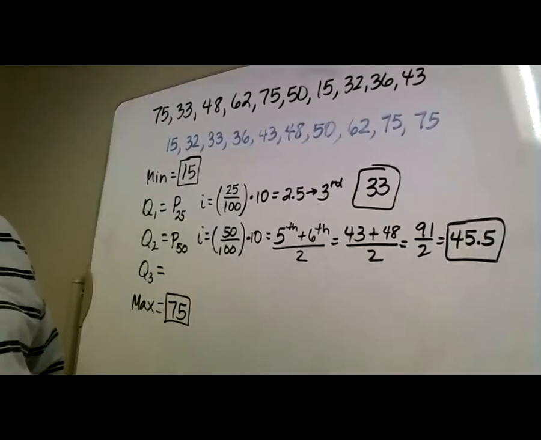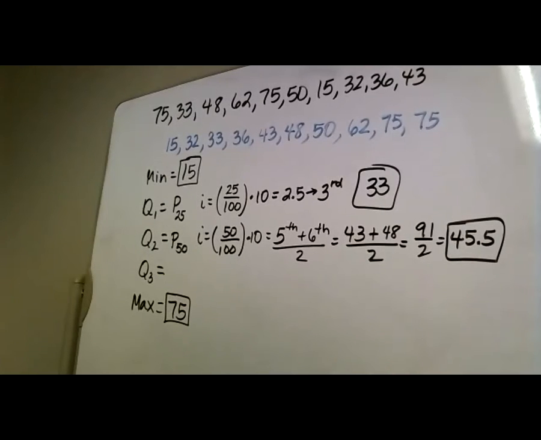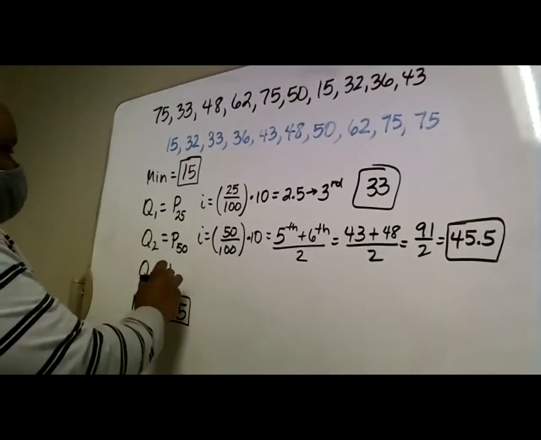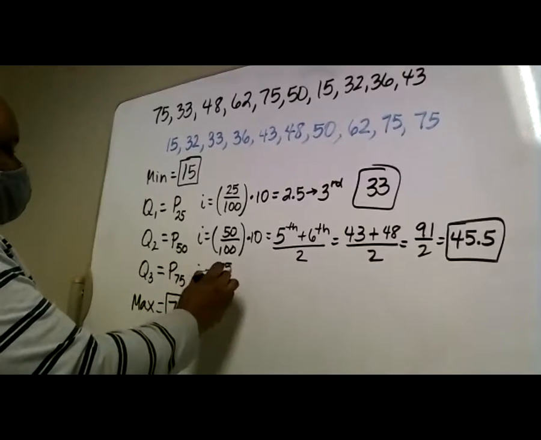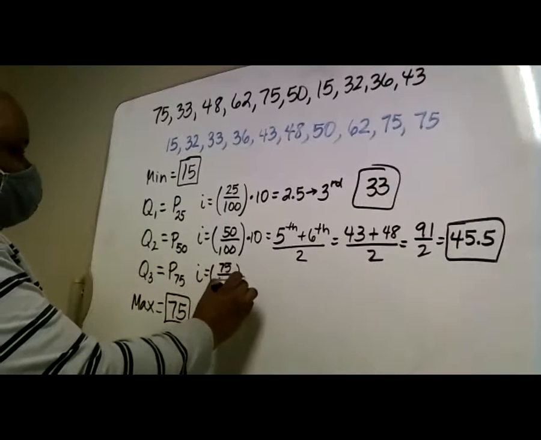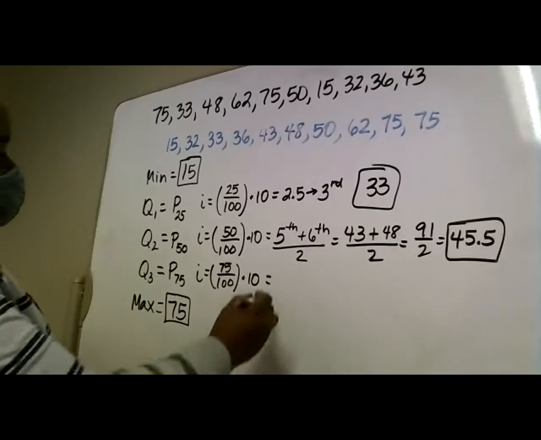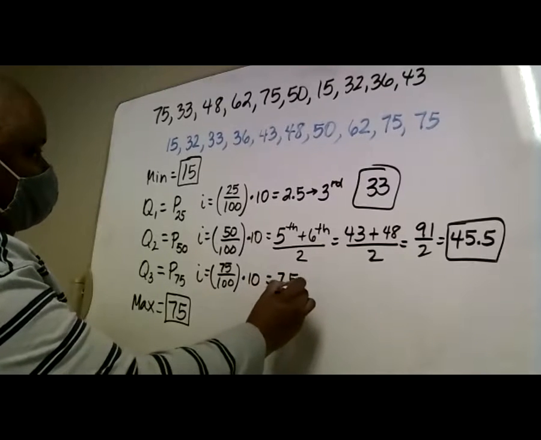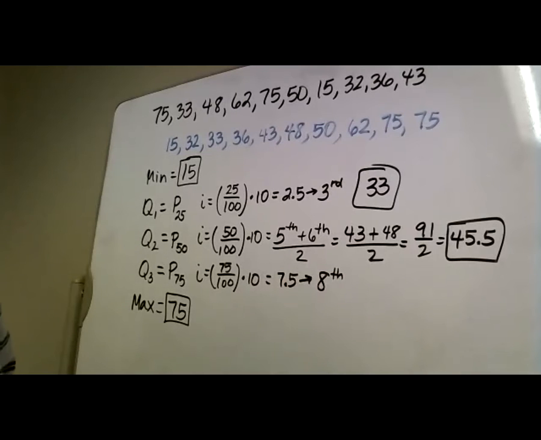That represents the second quartile, or the median. And then for Q3, which is the 75th percentile, that's 75 divided by 100 times 10. And 75 divided by 100 times 10, I know that's 7.5. We round it up to 8. So the 8th number in that data set is 62.